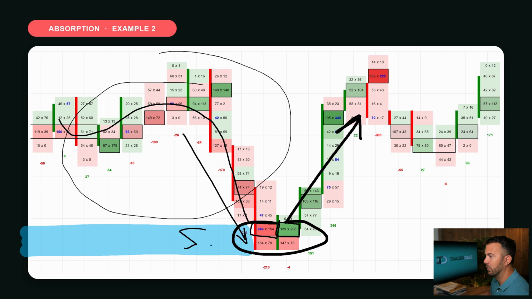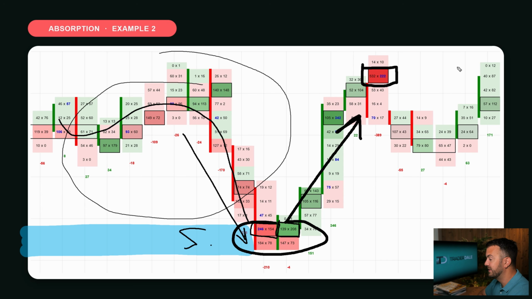Now, one more thing to point out is that this absorption, those heavy volumes, they really need to show in that support or resistance zone. If you spot this anywhere else on the chart, let's say, for example, this is a cell with heavy volumes, then it doesn't really mean a thing unless it shows at a support or resistance zone. If it's anywhere else, in a random place on the chart, then it's just noise. Ignore it, okay? That's not an absorption, it's not a valid setup. It's only valid if it forms in a support or resistance zone which you identified.